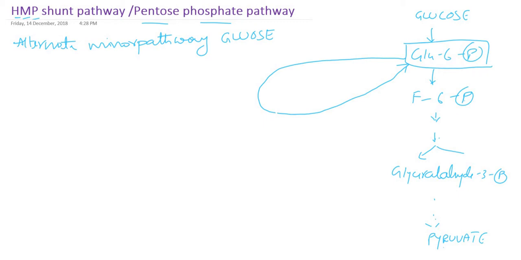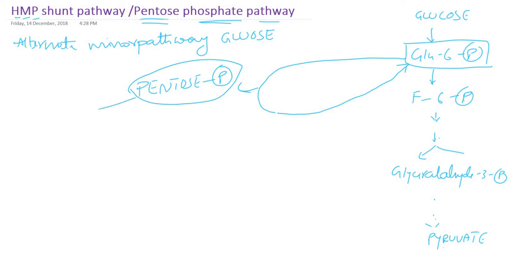While doing so, it produces a pentose phosphate. That is why it is called the pentose phosphate pathway. The pentose phosphate pathway is very important because from this we can have ribose. It is a pentose, and from this DNA and RNA can be produced.